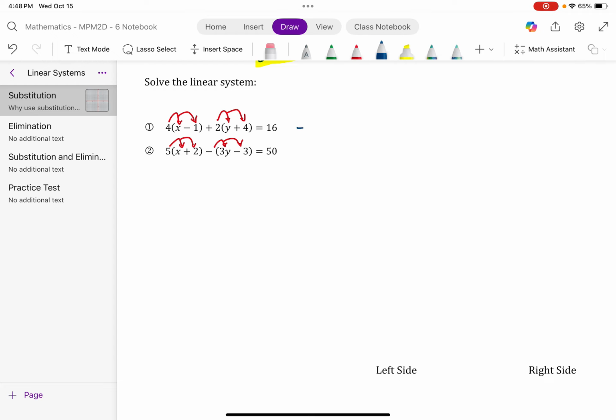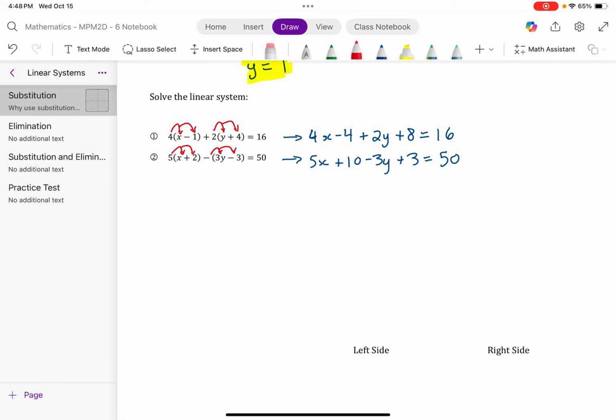So if we do that, we can rewrite equation 1 as 4x minus 4 plus 2y plus 8 equals 16. And we can rewrite the second equation now as 5x plus 10 minus 3y plus 3. Negative times a negative is going to give us a positive, is equal to 50. And now let's go ahead and clean up both of these equations here. So if I rewrite that first equation when collecting like terms, I will get 4x plus 2y.